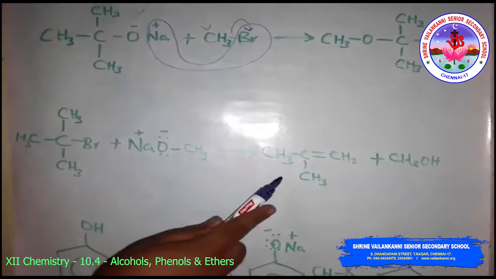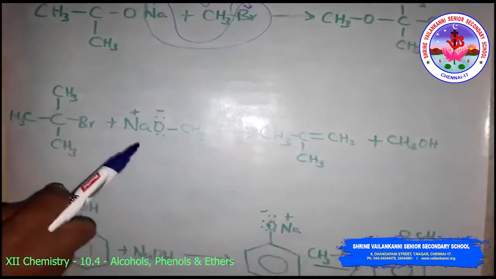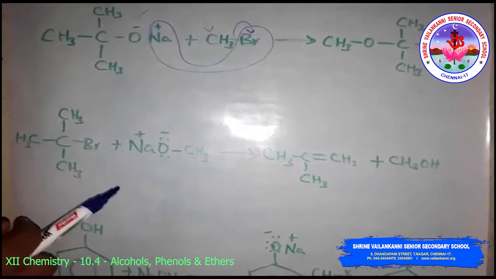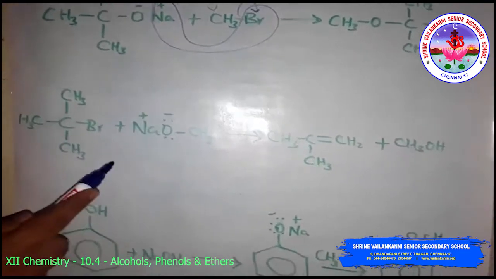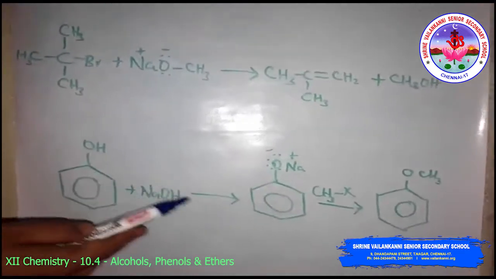This is a formation of 2-methyl propene. It is because alkoxides are not only nucleophiles but strong bases as well. So they react with alkyl halides leading to elimination reaction. And the phenols are also converted into ether by this method.